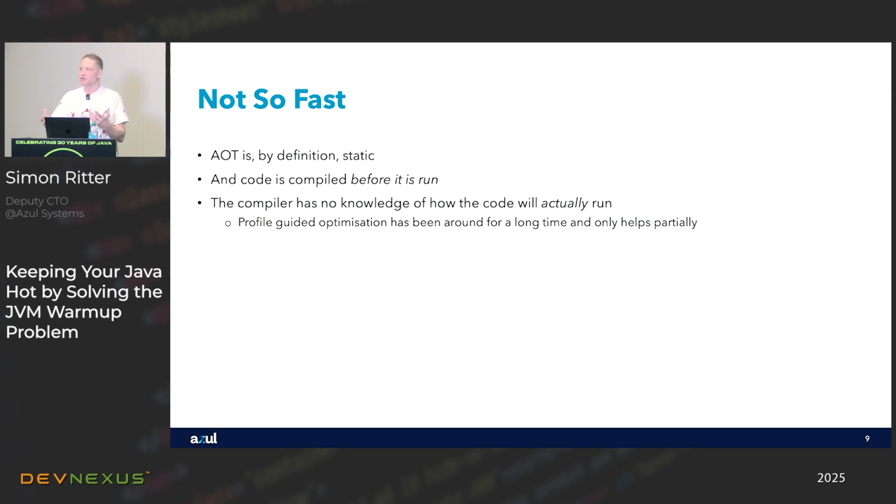There's different techniques that you can use in terms of things like escape analysis, loop unrolling, all sorts of standard techniques that you can use. But it doesn't know what's actually going to happen when the code runs.